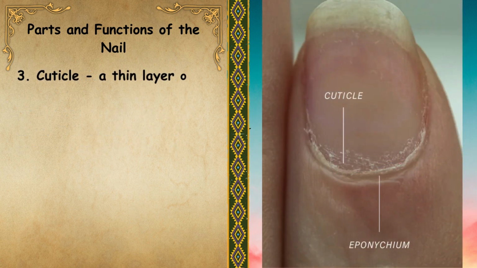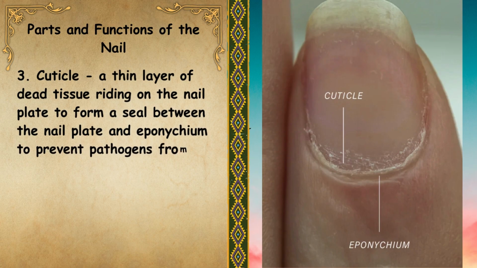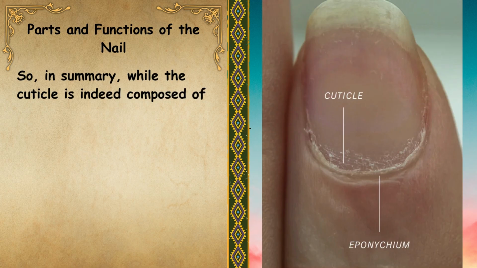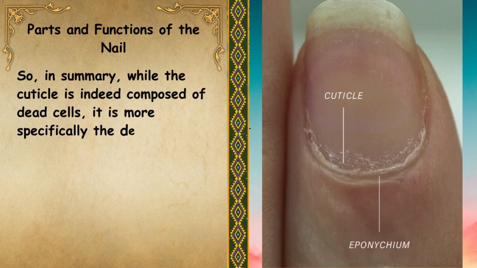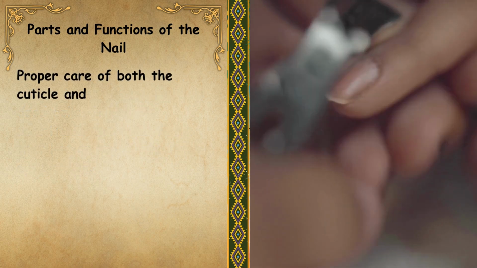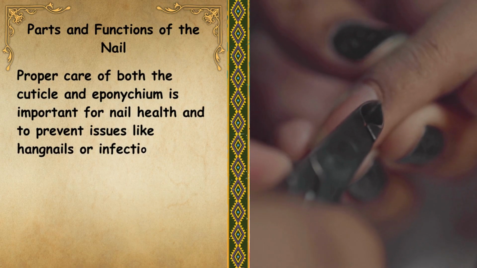3. Cuticle. A thin layer of dead tissue riding on the nail plate to form a seal between the nail plate and eponychium to prevent pathogens from infecting the matrix area. So, in summary, while the cuticle is indeed composed of dead cells, it is more specifically the dead tissue that lies on top of the living eponychium.